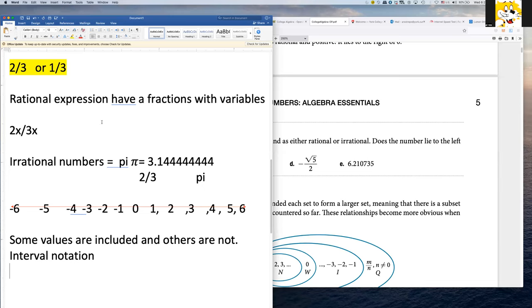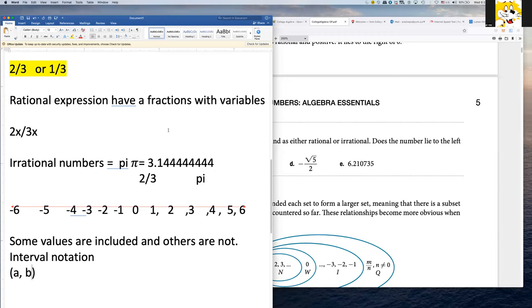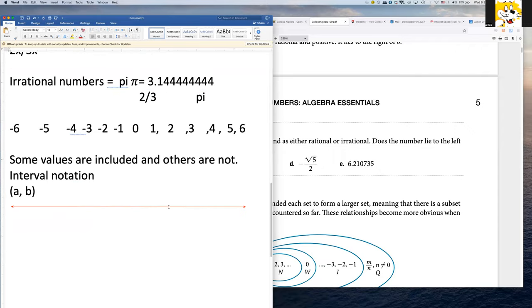So for instance, if I have bracket A, comma B. Let me get rid of this, because this thing is clear. So you're like, okay, but that's a parentheses, right? So I'm gonna define what parentheses is. Parentheses means not included, but it exists.